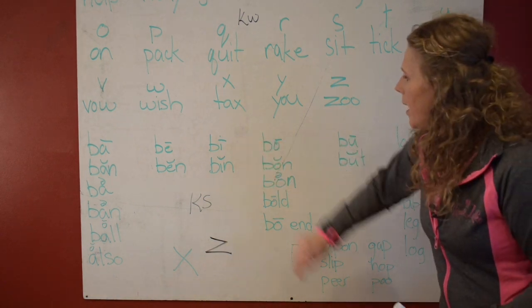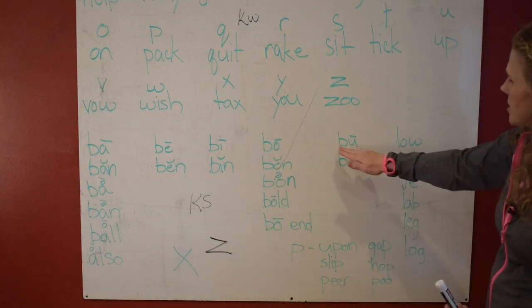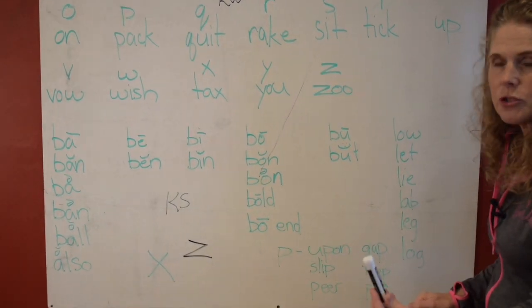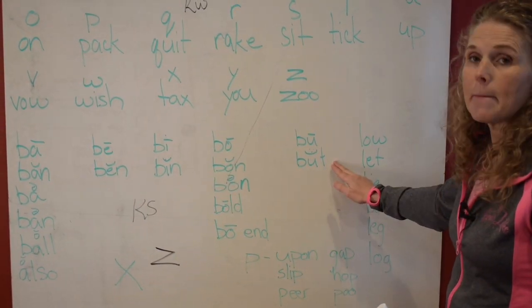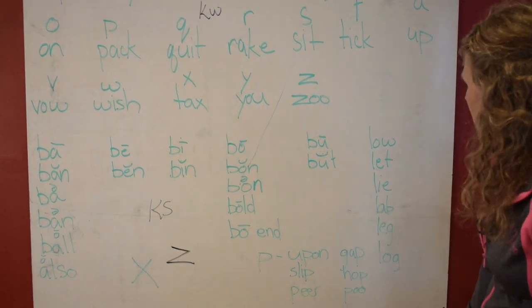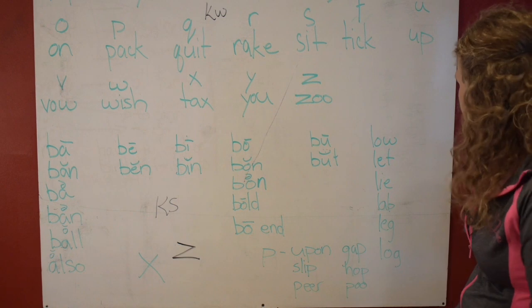U's are the same as the E's and the I's. It will say boo or bu, whatever the word forces you to say. And this will say but. This is the coordinating conjunction that holds words and groups of words together.